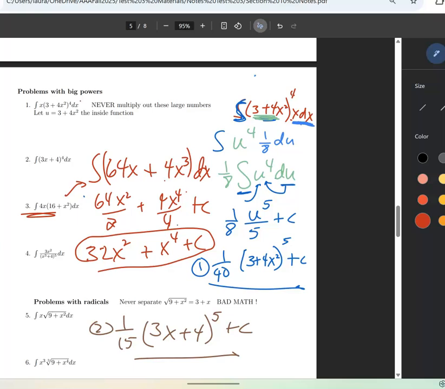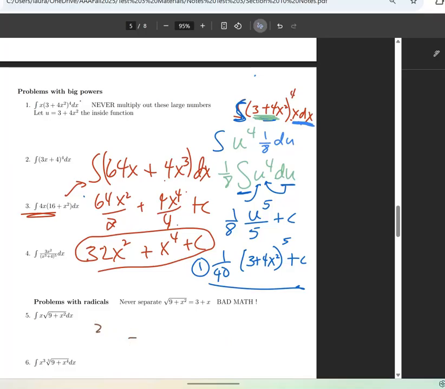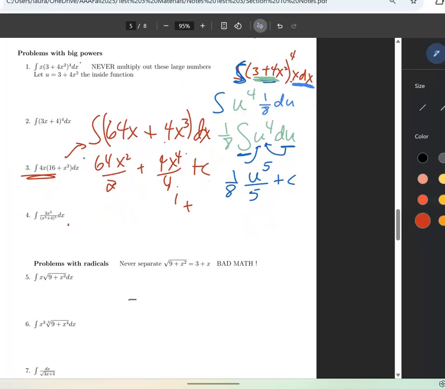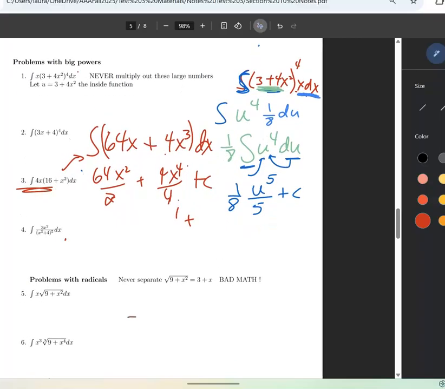Okay, let's move on to example 4 here. So I've got something in the denominator. So I'm going to let that be my u, the inside of that to the 5th power. All right, here we go. I'm going to let u equal x cubed plus 4. And then du is 3x squared dx.